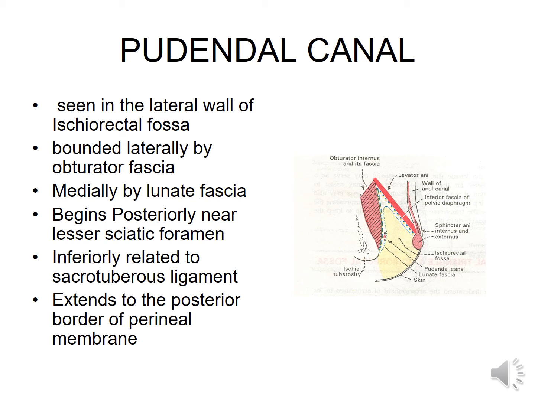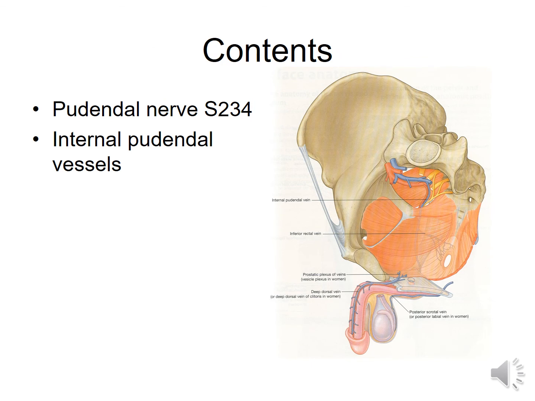The pudendal canal begins posteriorly near the lesser sciatic foramen, and inferiorly it is related to the sacrotuberous ligament. It contains the neurovascular bundle of the perineum: the pudendal nerve, S2, S3, S4, and the internal pudendal vessels. This is the neurovascular bundle which supplies the entire structures of the perineum. So the pudendal canal is a very important structure.